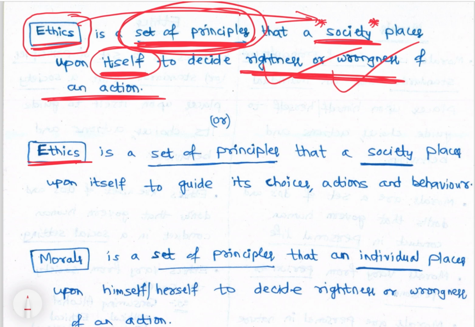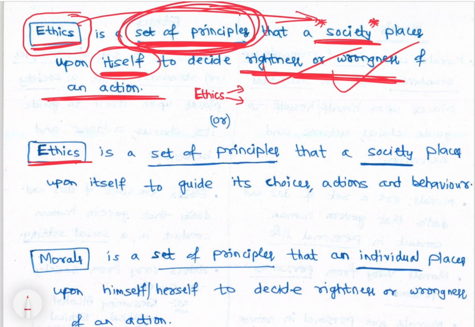Basically, what is ethics? Society has set some principles to decide whether an action is right or wrong. So based on those principles, you decide an action is right or wrong. So you see, respecting elders is ethics of Indian society. Okay. Right. So that is a set of principles.